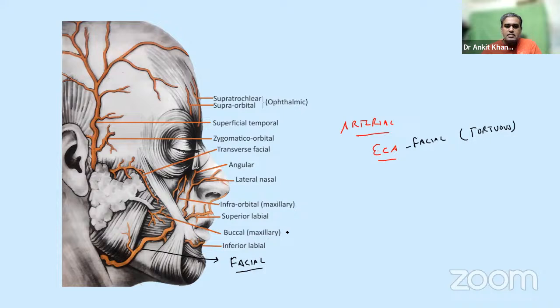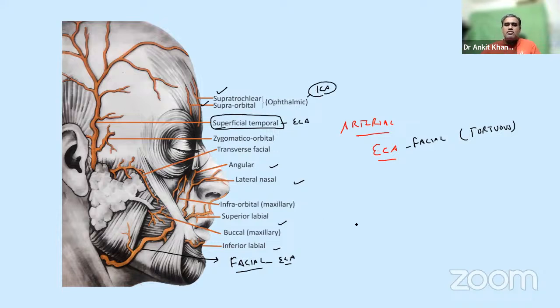It's a tortuous vessel and it gives off a lot of branches, like the inferior labial, superior labial, lateral nasal, and angular artery. These are the main branches, and they supply the face. Another artery you can palpate, in front of the ear, is the superficial temporal artery. This is again a branch of the ECA, and the facial is also a branch of the ECA. So the main artery supplying the face is the ECA. Only the front of the scalp or forehead, the supratrochlear and supraorbital arteries we have seen in the scalp, is supplied from the ICA, by a branch of the ophthalmic artery.